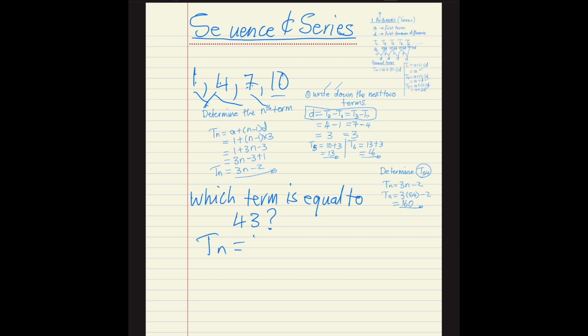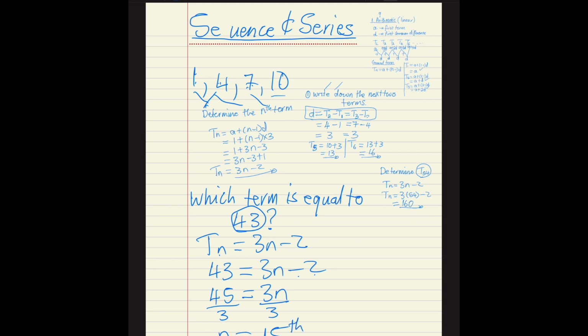So I will say Tn is equal to 3n minus 2. Where there is Tn, I will substitute 43. So I'll have 43 equals 3n minus 2. Then solve for n. Take this and transpose it to the other side. If I transpose, I'll have 45 is equal to 3n. Now if I divide by 3, I know that my n should be 15. So which term? It is the 15th term.